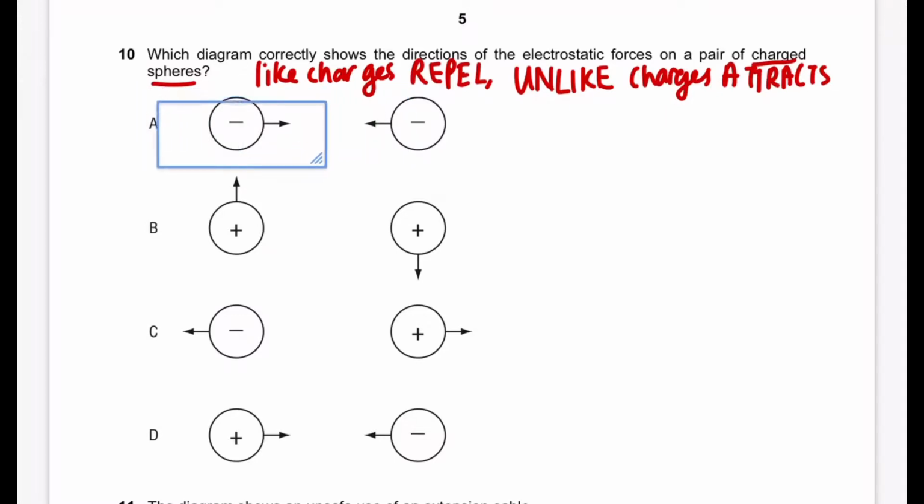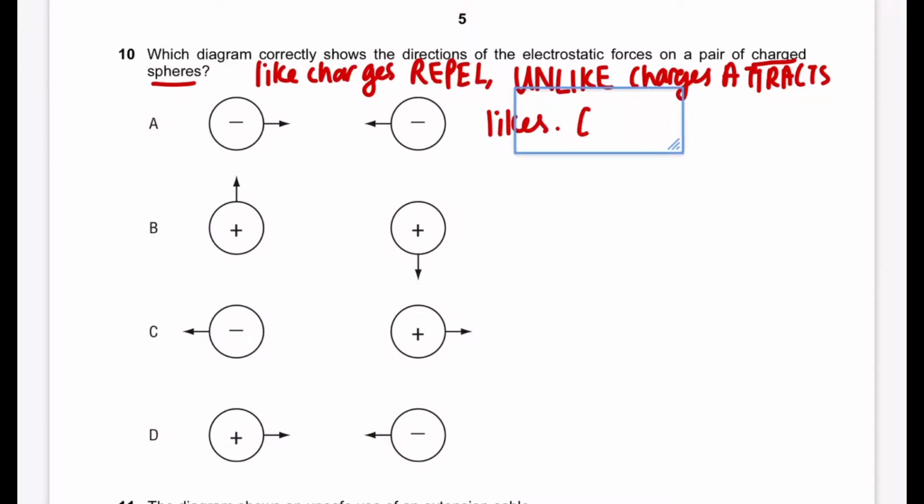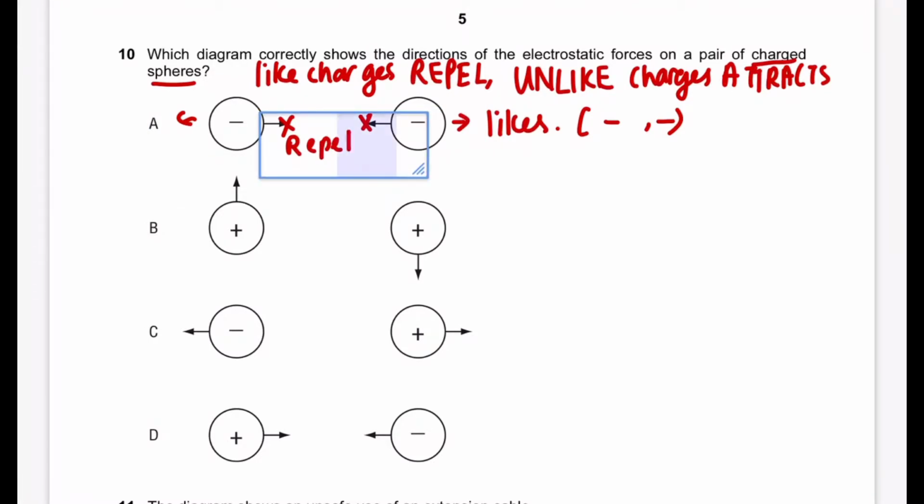In option A, we have negative and negative. Negative and negative is like charges, meaning there are the same charges. The arrows point towards each other, which is not supposed to be this way. It's supposed to be away from each other because like charges repel. Let me write here, repel. So A is out.